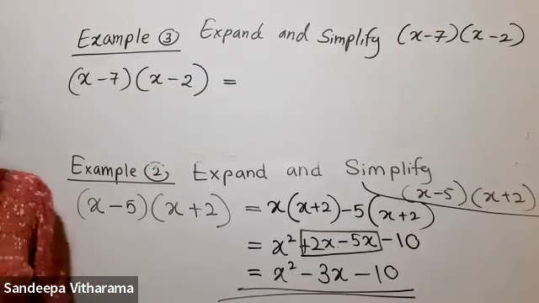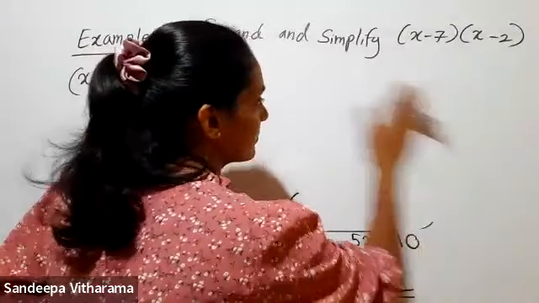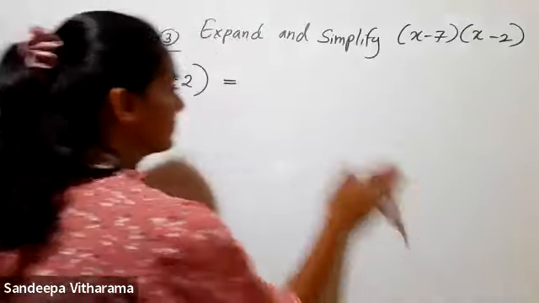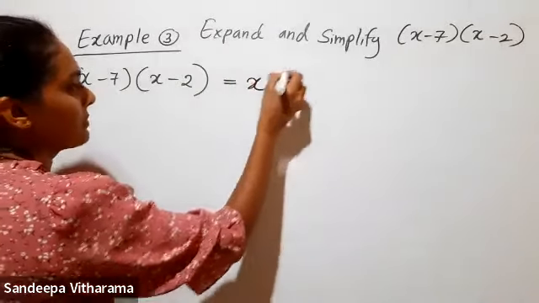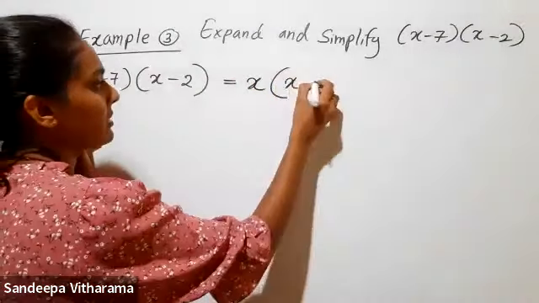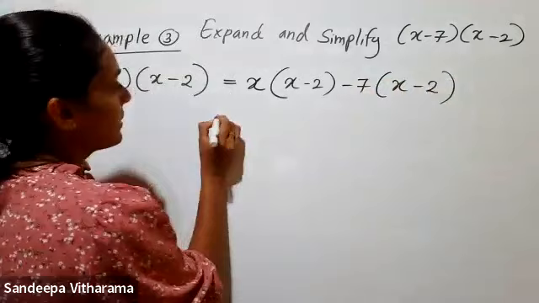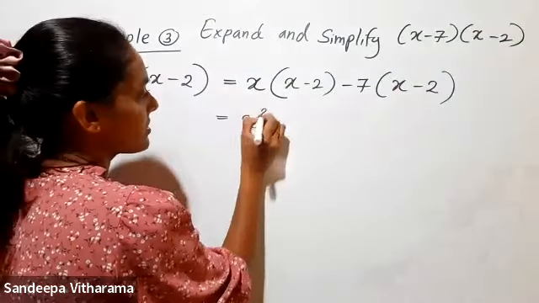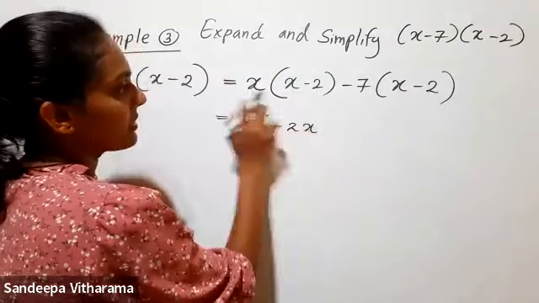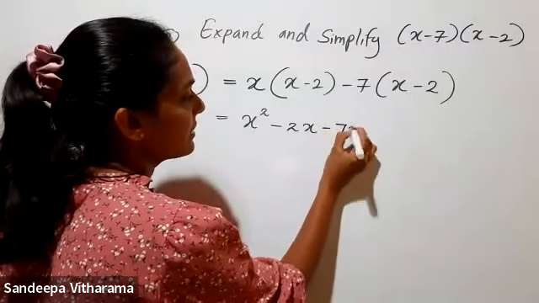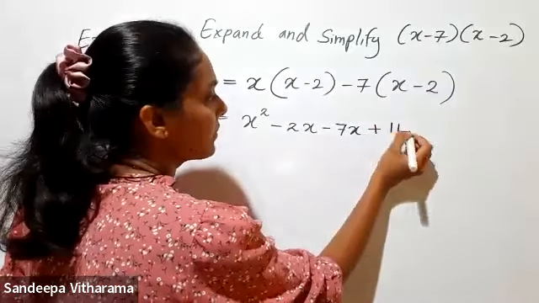Okay, let's see the answers. Here we have to separate x into x minus 2, and here minus 7 into x minus 2. Then x into x is x squared. x into minus 2 is minus 2x. Minus 7 into x is minus 7x. Minus 7 into minus 2 becomes plus 14.